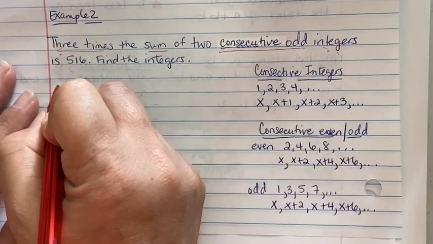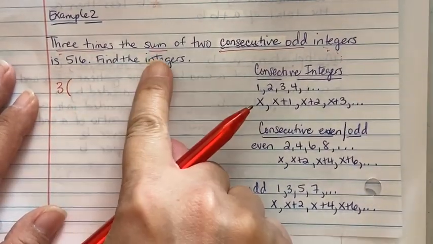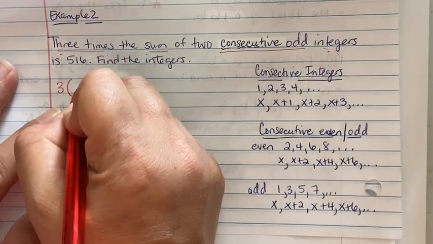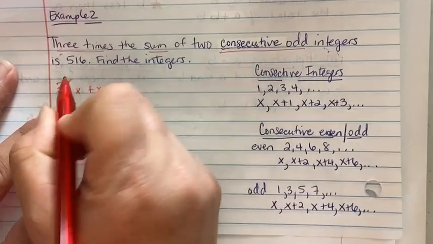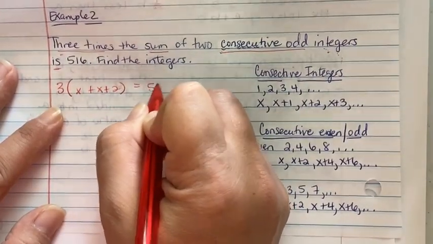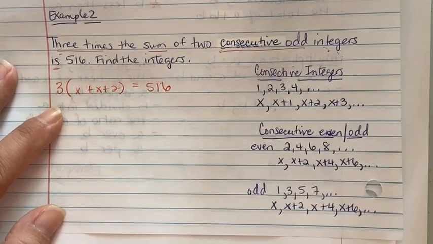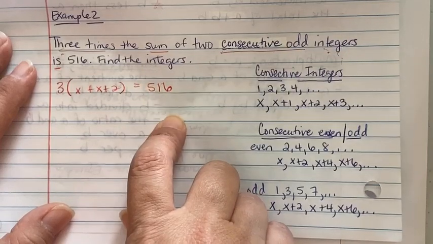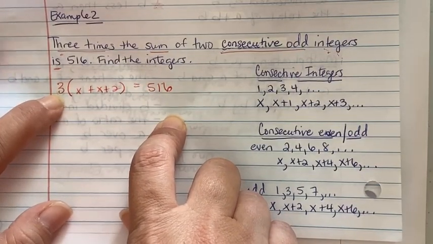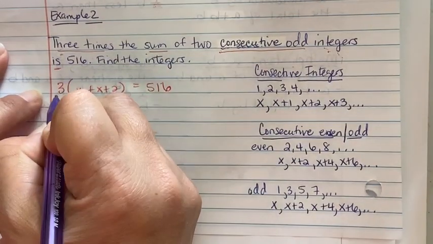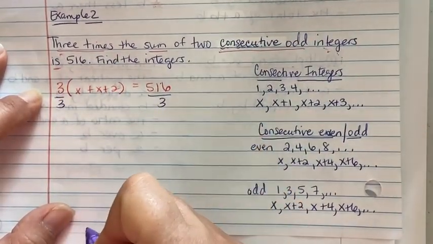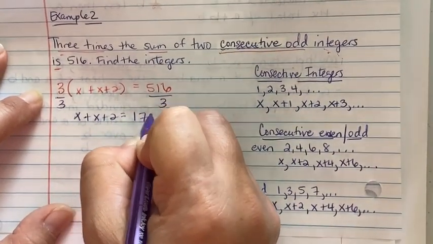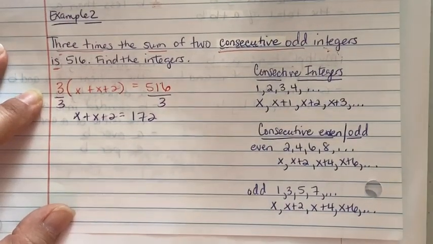It says 3 times. It says now the sum of two consecutive integers. So the first two terms, x plus x plus 2, and it says that equals 516. Now, before you distribute the 3, notice that the right side has a plain number, and the 3 is outside by the product rule. Easiest way to do this is divide by that outside number. So now we see x plus x plus 2 equals 172.